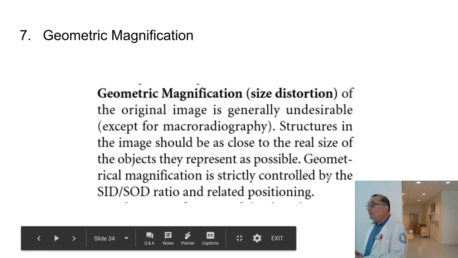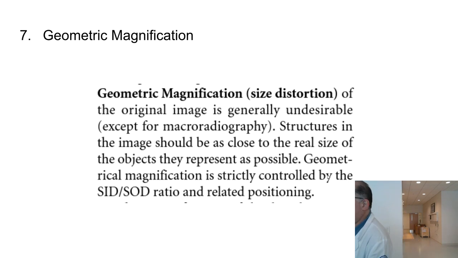Geometric magnification. Well, when you're in a room, usually you're set. It locks in at 40 or it locks in at 72. But when you're doing stretcher cases or something in the emergency room and for some reason you have more OID, we saw that on the midterm, OID is really the enemy. 5 inches of OID will really change your magnification. 5 inches of SID, not so much.